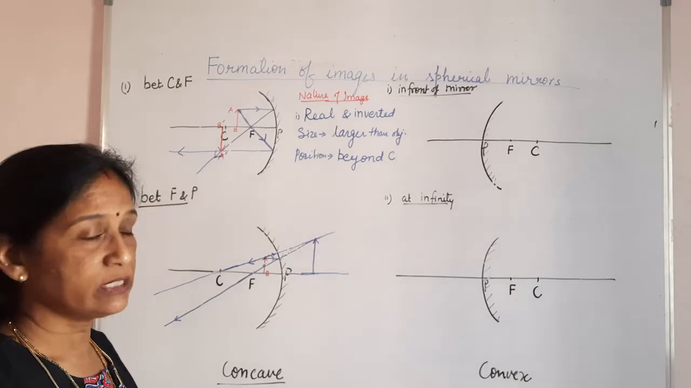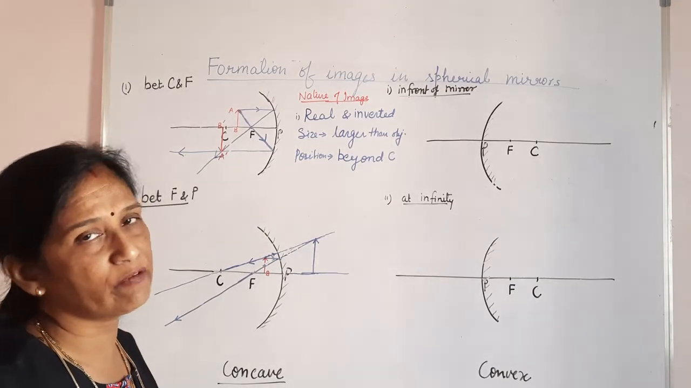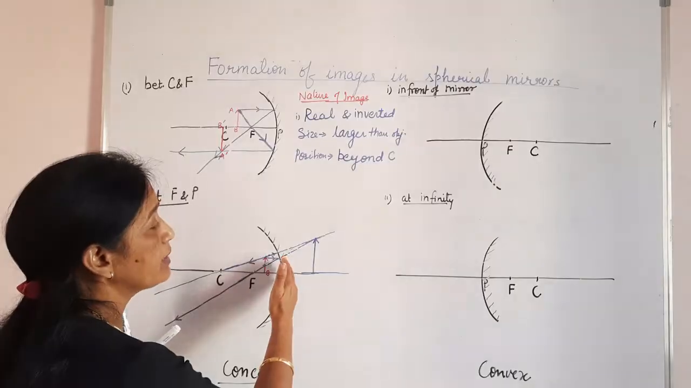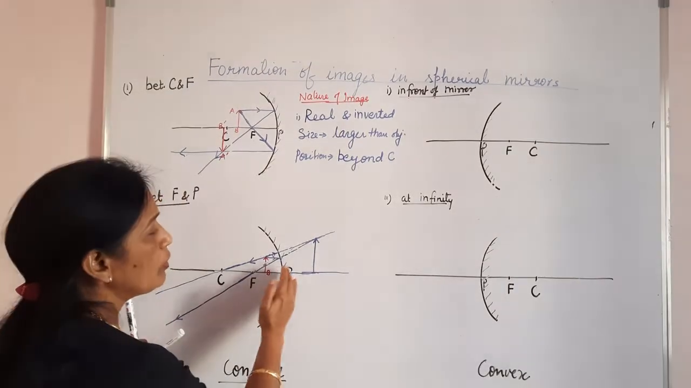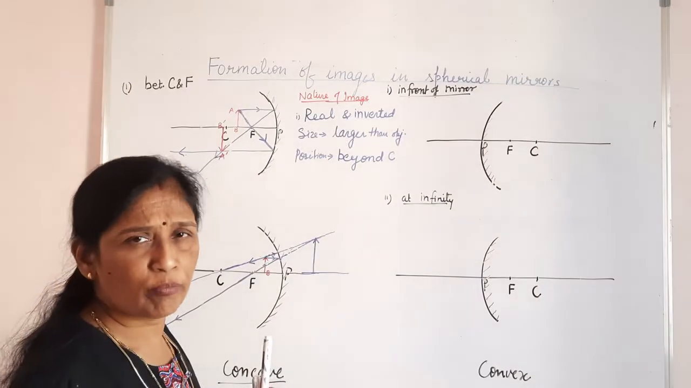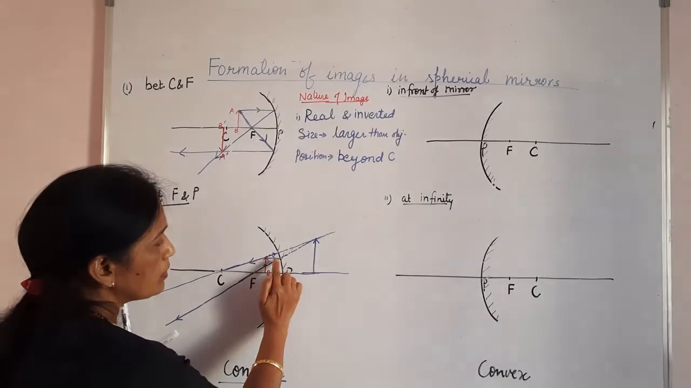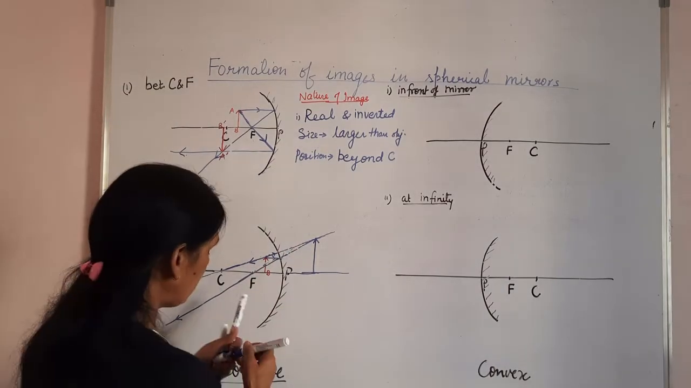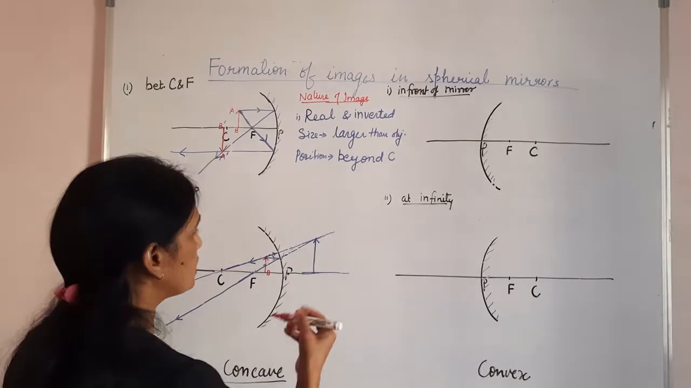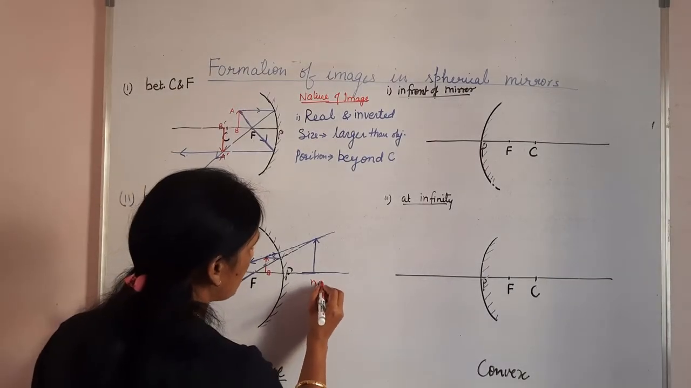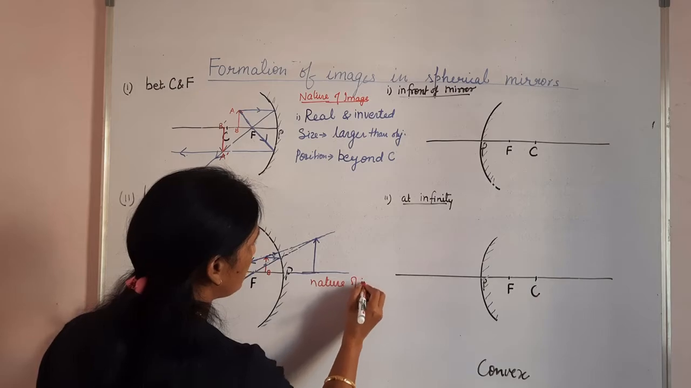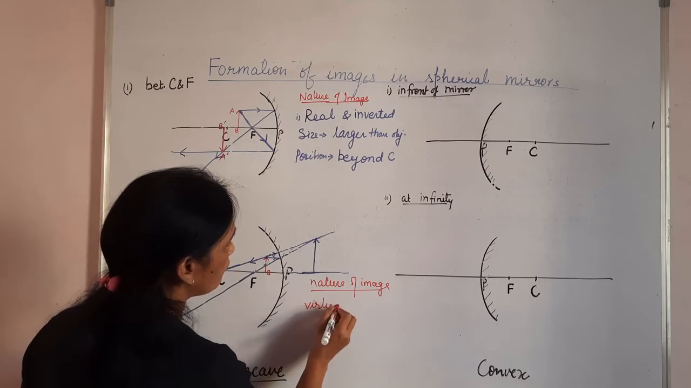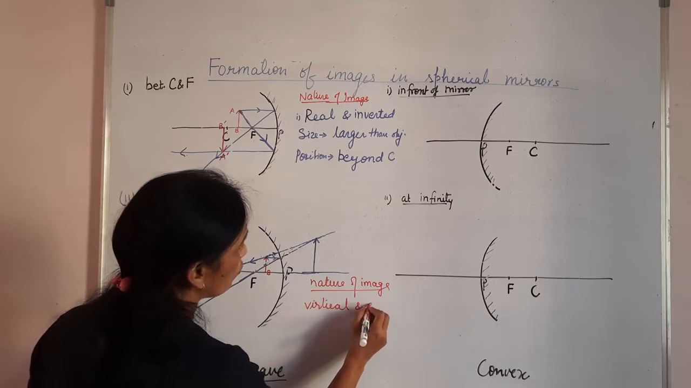And this image which I got here is not a real one, because it's somewhere inside the mirror. You cannot go inside. You cannot obtain this image on a screen. So if I ask you the nature of the image, it is virtual. It's not real. And virtual is always erect.